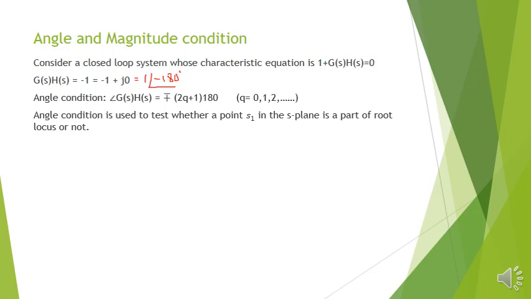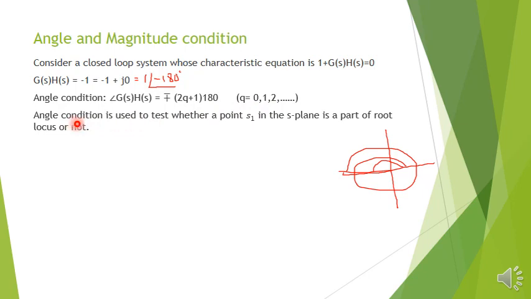180 degree negative real value, 540 degree negative real value, 900 degree negative real value. So if I plot here this axis, it may be 180 degree or 540 degree and so on. So it should be a magnitude of minus 1. So it should be on this axis. So the angle should be 180 plus or minus 2q plus 1 into 180 degree.